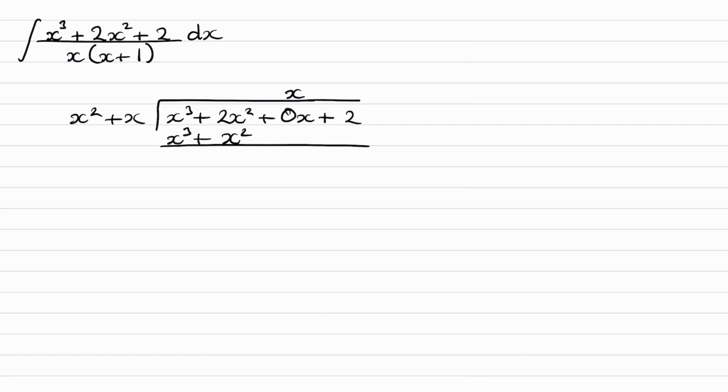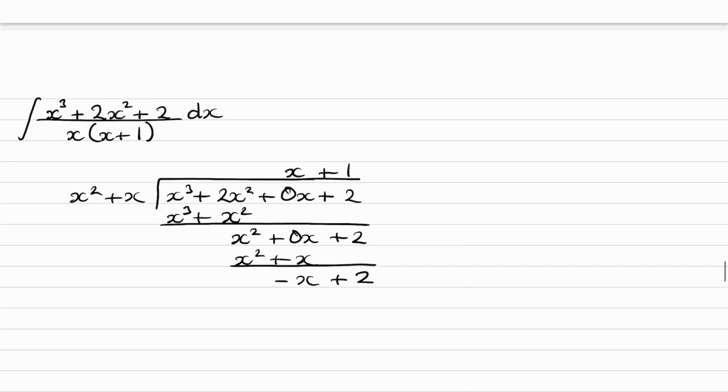Take the two things away. x squared plus 0x plus 2. See how many times x squared goes into x squared, which is once, so plus 1, times the 1 by this, which is just x squared plus x, take away, 2 minus x.